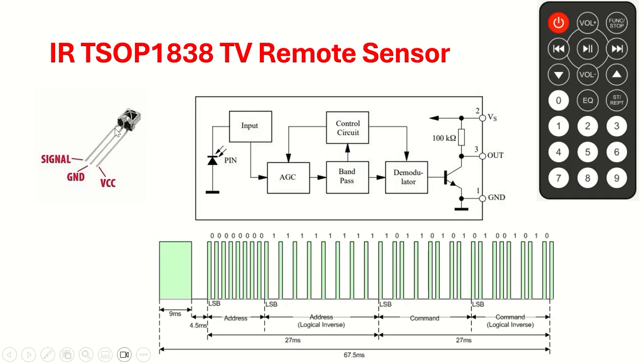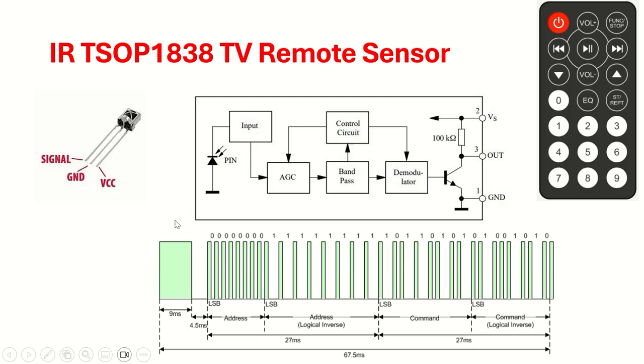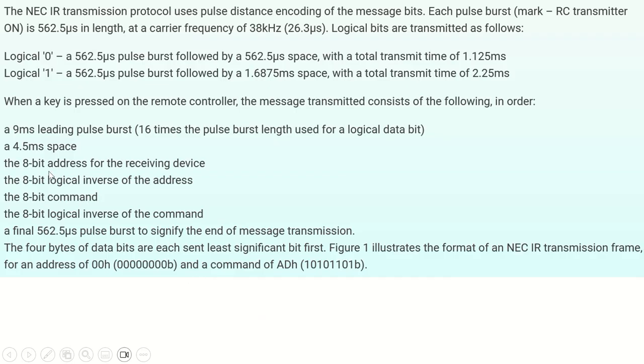So the 9 milliseconds leading pulse burst is your starting. If you remember, this 9 milliseconds is the starting period. Then followed by 4.5 milliseconds is the space. So 4.5 milliseconds is the space.